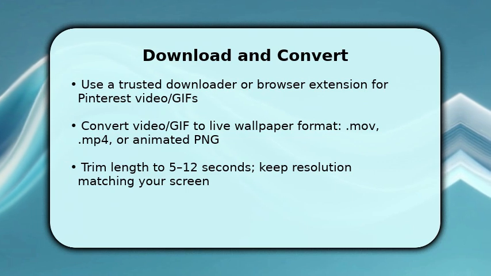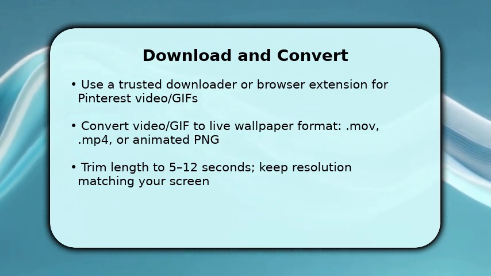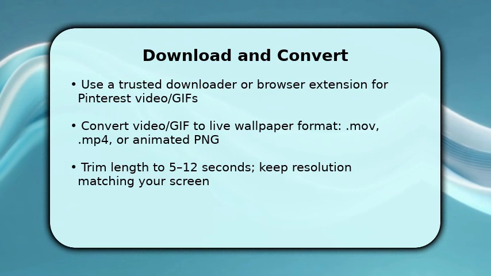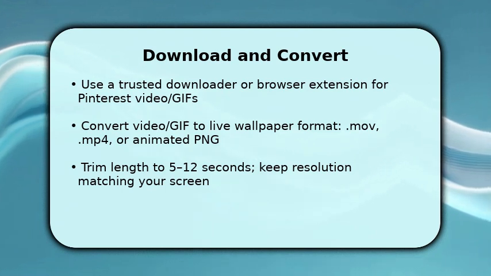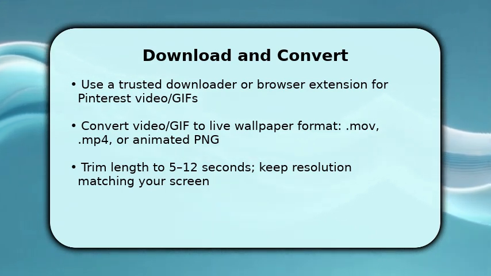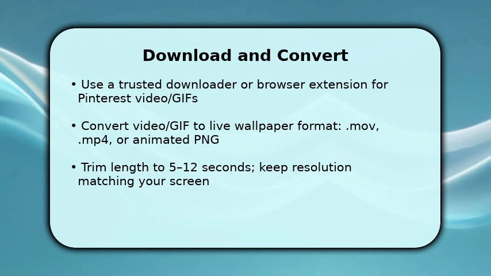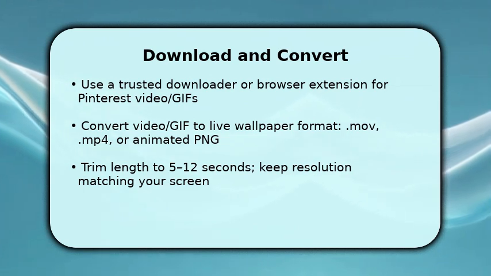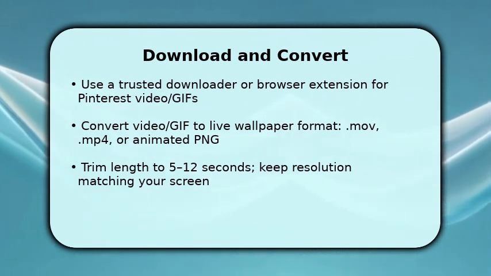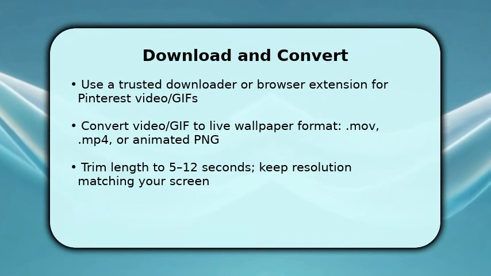After downloading, convert the file if needed. Mobile live wallpapers often require MP4 or MOV on Android or a live photo format on iOS. Use a converter app to change formats. Trim the clip to 5-12 seconds and export at your screen resolution. Make sure the frame rate is smooth, so the wallpaper loops cleanly without stutter.